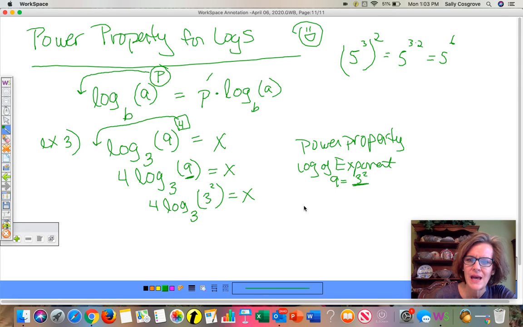So here's my side business. Log base 3 of 3 to the second is equal to 2. Log base b of b to the y equals y. So I can take all of this business and replace it with, guess who? 2. That's pretty cool. So 4 times all of this, which equals 2.